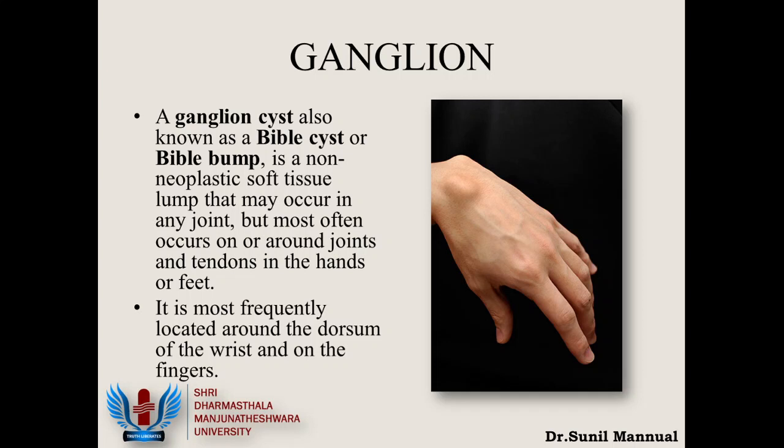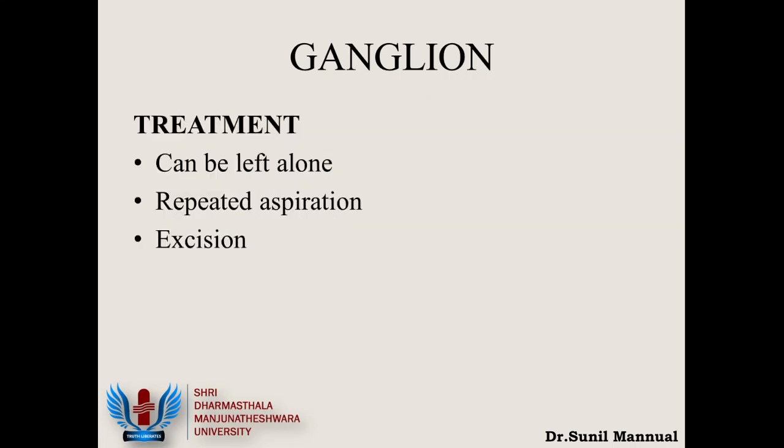The characteristic thing about a ganglion is its mobility. So when you put the finger into motion, the ganglion, you can see, will move proximally and distally. It is mostly located on the dorsum of the wrist. Sometimes it may be seen on the volar side also. Moving on to slide number 47, we can just leave a ganglion alone. We don't need to do any treatment.